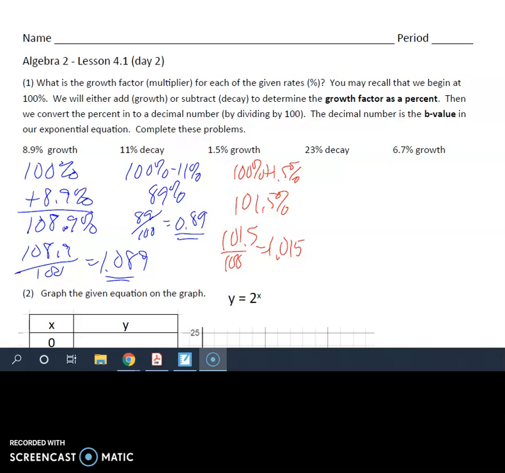The next problem is a decay problem. So we start with 100%. Take away 23%, so that's 77%. Take 77 divided by 100, and we get 0.77. And the last one's a growth, and it ends up being 1.067 is the final answer.